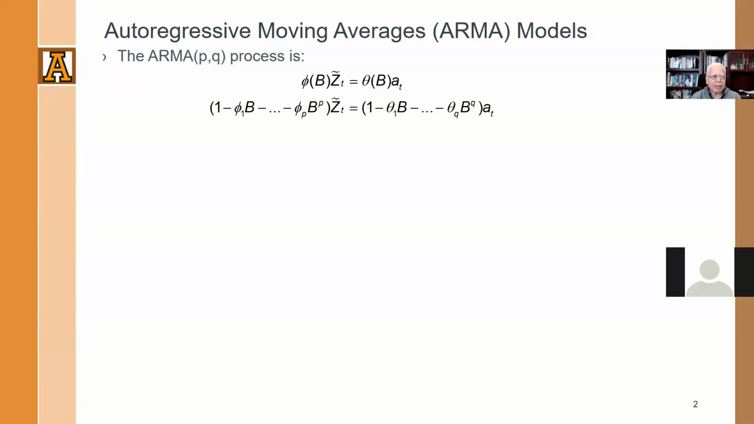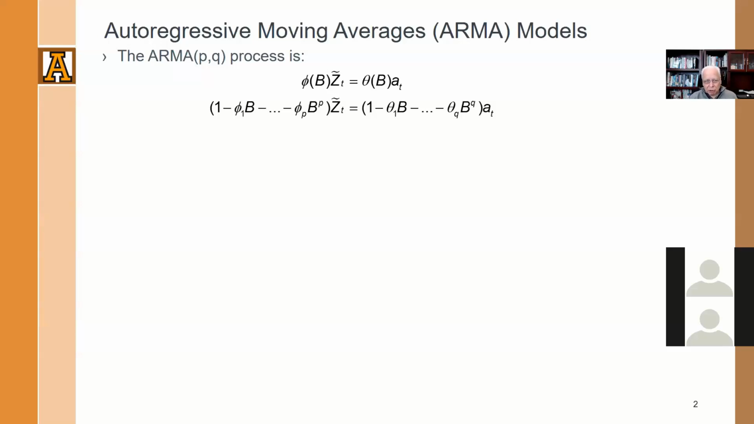So we call it the ARMA(p,q) process. We will use p for the order of the autoregressive polynomial. We'll use q for the order of the moving average polynomial. And we'll keep working with this Z tilde, which is already a centered version of the original series. Okay, so we've already subtracted the mean.